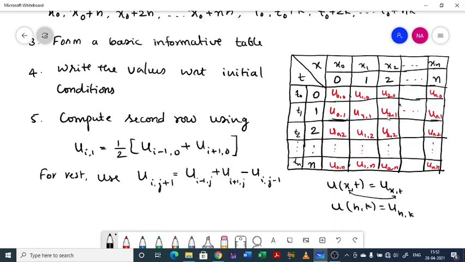For the remaining rows, you have to use this formula: u i comma j plus 1 equal to u i minus 1 comma j plus u i plus 1 comma j minus u i comma j minus 1. Using this formula, you have to write down all the values of this table. That completes the solution. We have to write all the approximations. That's what we need to do in the case of wave equations.